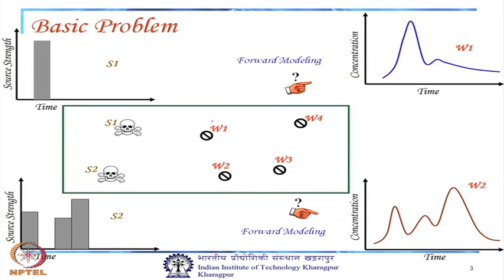So, what is the basic problem? Let us say we have a source S1, another source S2, and this rectangular part is one aquifer. And these are, let us say, our wells W1, W2, W3 and W4, in the downgradient portion of the aquifer. Let us say this is your flow direction.